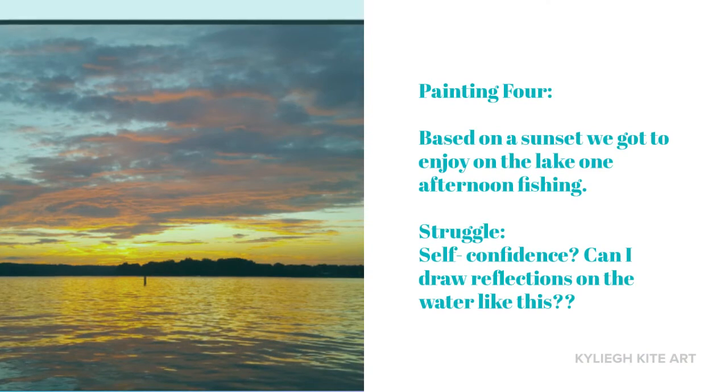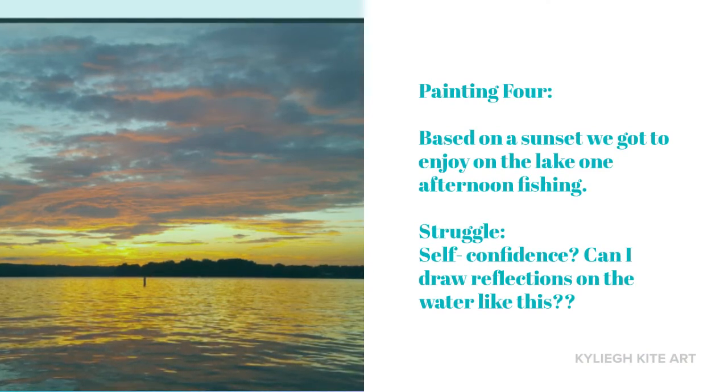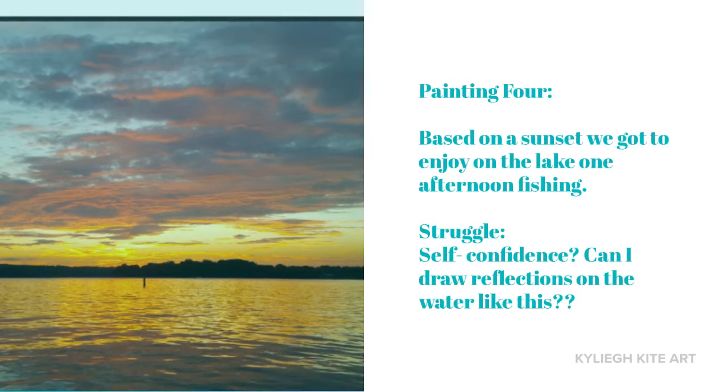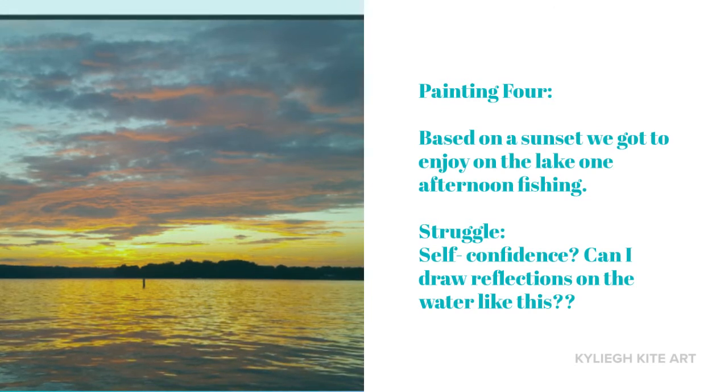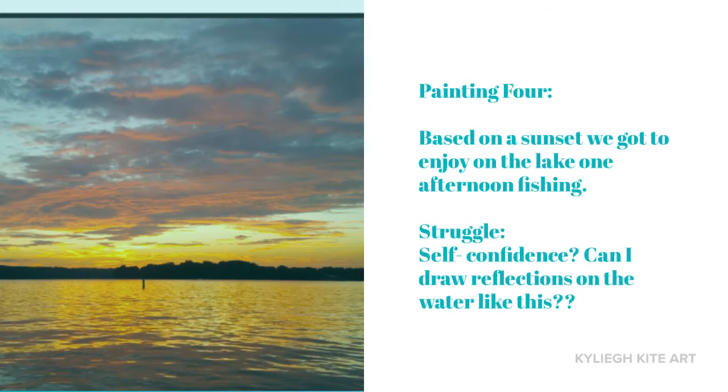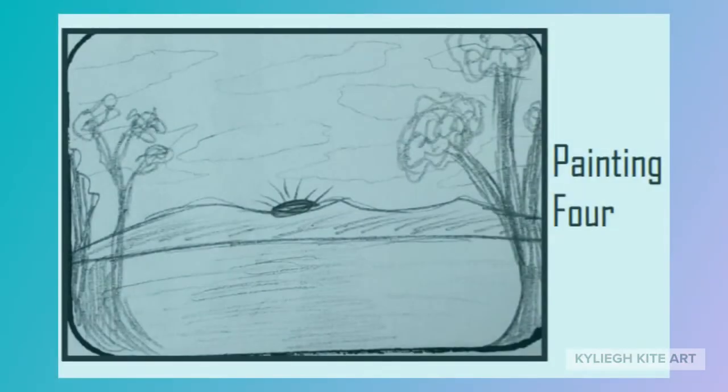As this project has moved on, I definitely feel like I've become more and more familiar with the program and a lot happier with my work. So Painting 4 is going to be based on the sunset that I got to enjoy on the lake one afternoon when I was fishing. But I am definitely struggling with some self-confidence here. Am I actually going to be able to pull off these reflections on the water?